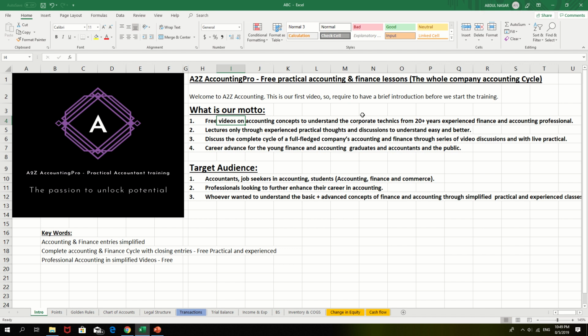So these are not just us reading or explaining the textbooks. These are practical experiences, only from our own experience. The lectures are not only from the textbook. These are practical thoughts and discussions to understand the concepts in an easy and better way.